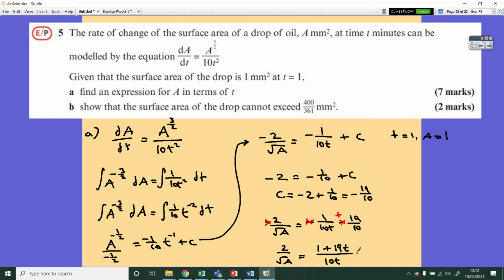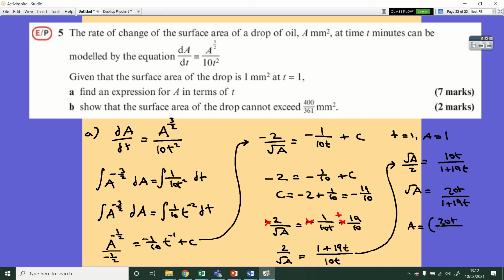Now I can take reciprocals. So root a over 2 equals 10t over 1 plus 19t. And now I'm going to double both sides. That's going to double the top of the right-hand side. And then I'm obviously going to square to get rid of the square root. Okay, and that's part A done. That's a lot of work there for 7 marks, and hopefully you can get something like that yourself.